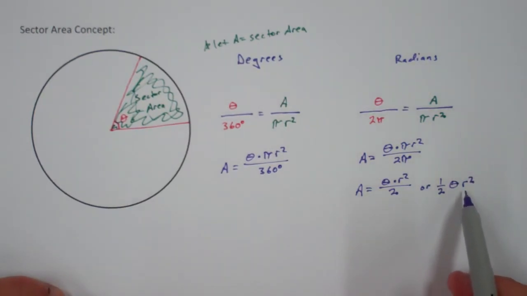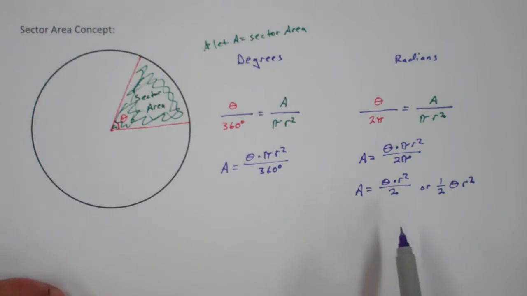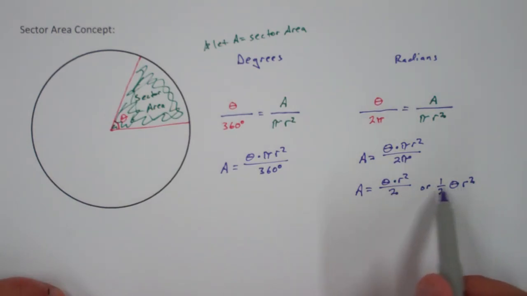Note that the radius here is being squared, and you're going to wind up with a unit that's being squared. So if your radius is, let's say, kilometers, then you're going to have kilometers squared. So be careful with your final unit. Remember that we're talking about area here and not a linear length or a linear unit. So either one of these are fine, they mean the same thing.